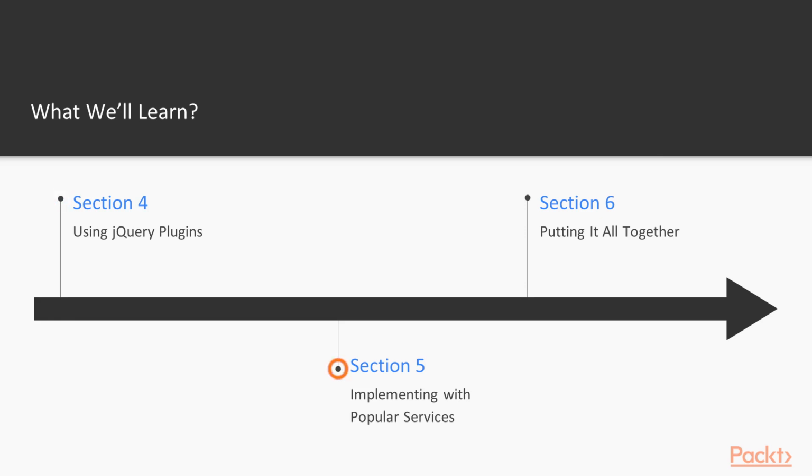In section 5, we're going to implement with popular services, also known as APIs. So between Google, Facebook, Twitter, Google Maps, you're going to learn to integrate and use the data from those services and the functionality from those services from within your application. And in section 6, we're going to put it all together. We're going to take everything that was learned in sections 1 through 5, and we're going to create an app that utilizes all of that and create something useful.